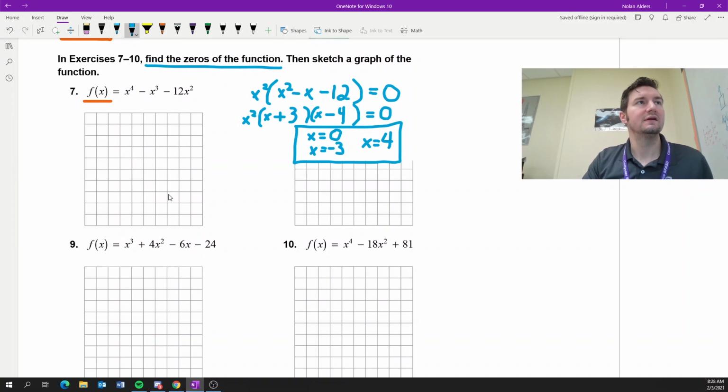Those are our solutions. Okay, guys, so that's how to solve polynomial equations and also how to find zeros of polynomial functions.